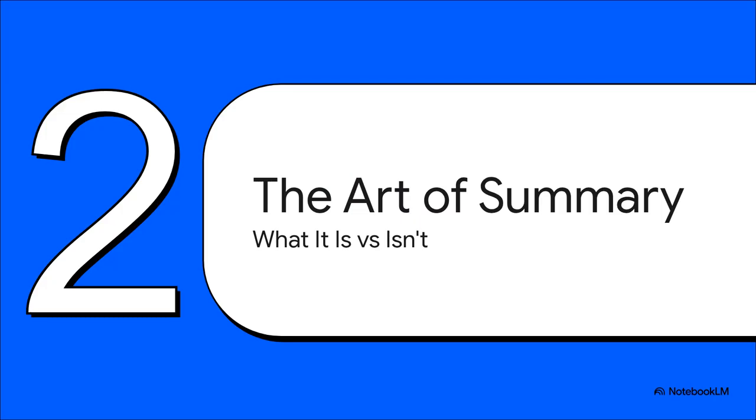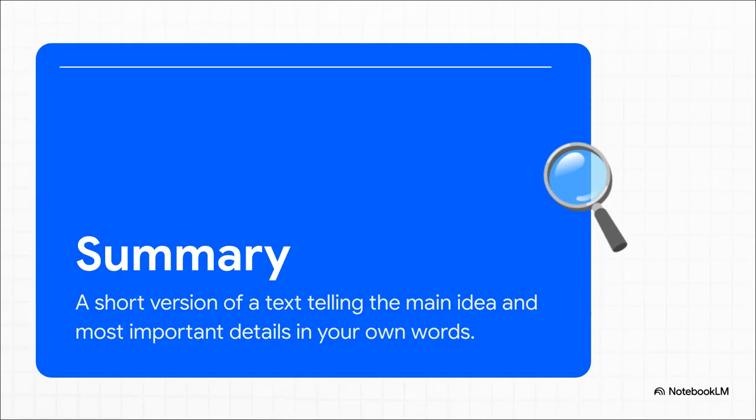Okay, so that's the poetry, the big idea. But how do we actually do it? Let's get practical and break down what the art of a summary really is and, maybe more importantly, what it's not. All right, here's the official definition the lesson gives us. A short version tells the main idea and the most important details. But this last part, this is absolutely key. In your own words. This isn't about copy-pasting. It's about you actually thinking through the information and then retelling its essence.